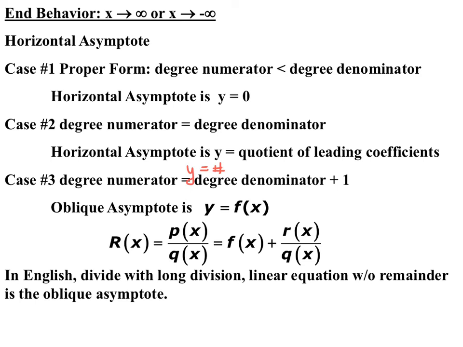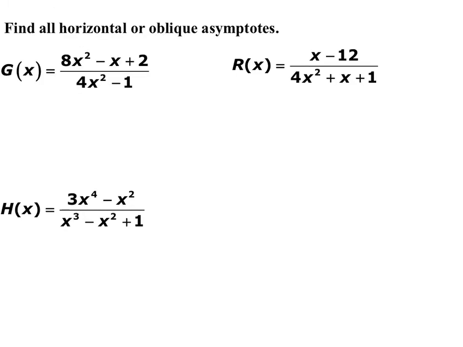The last one is called an oblique asymptote. It's when the degree of the numerator is 1 more than the degree of the denominator. We'll never do anything other than 1 more. In that case, your horizontal asymptote isn't actually a horizontal asymptote, it's a slant line. It's an oblique asymptote. You need to do polynomial division, and the quotient that you end up with is your oblique asymptote.